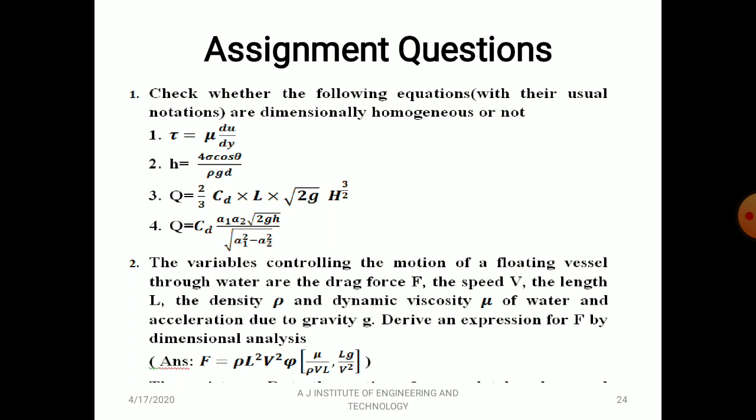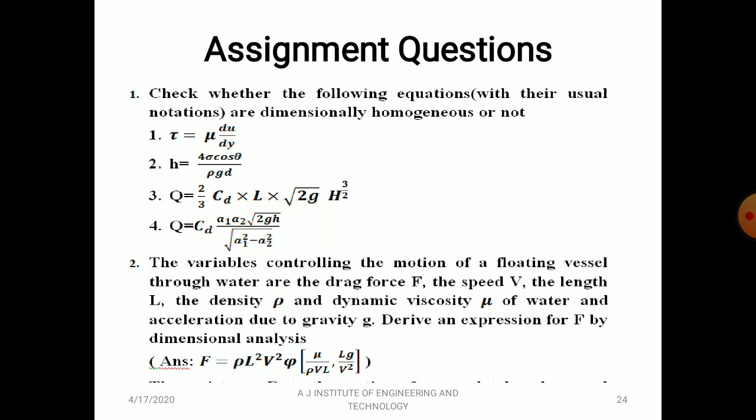Second one, h equal to 4 sigma cos theta divided by rho gd. This is the expression for capillary rise. So h, that is head or height rise, is expressed in meter. 4 is anyhow a constant. Sigma is surface tension, force acting per unit length. The unit is Newton per meter.